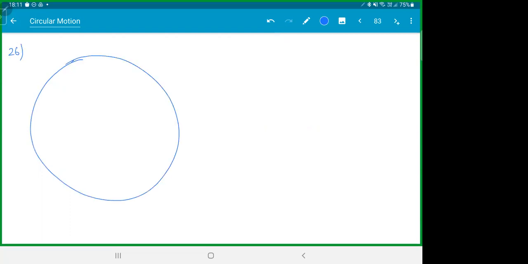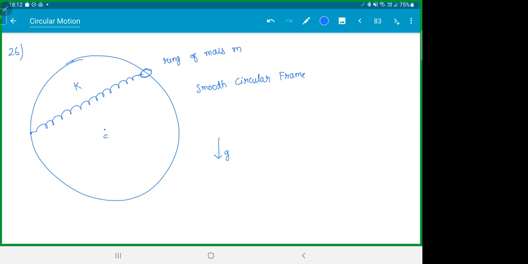We have a circular ring here. We have a spring connected to a ring. The ring has mass, and this is a smooth circular frame. Gravity is there. Spring constant is K. This was the center. This angle is 120 degrees.